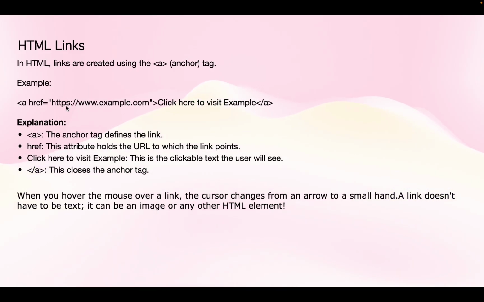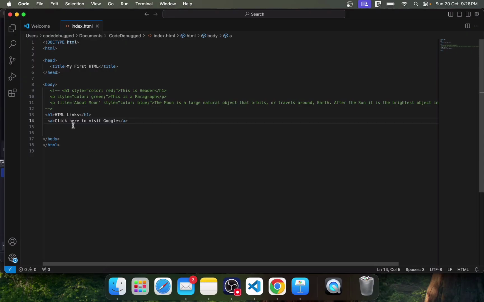Let's see practically. Let's go back to VS Code and see. Here in our index.html file, I just created an anchor tag. Inside the anchor tag, I just provide a test content. Inside the anchor tag, we have to provide the href attribute. And inside that href attribute, I just provide google.com. When the user clicks on this link, it will redirect to google.com.